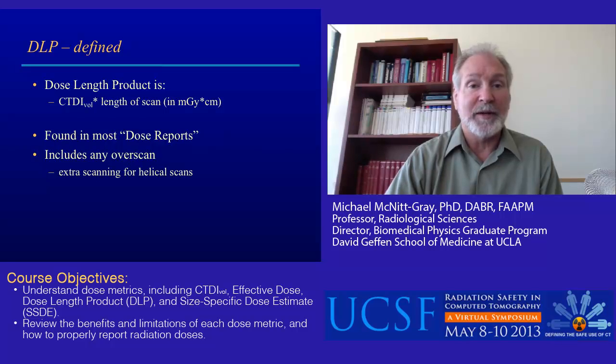The dose length product is simply just what its name says. It's the product of dose, in this case CTDI vol, and the length, which is the length of the scan. And it's in the units of milligray centimeters, not milligrays per centimeter. It's milligray centimeters. It's found in most dose reports and does include any overscan or extra scanning that's used for helical scanning.